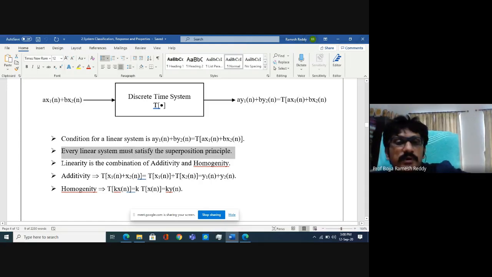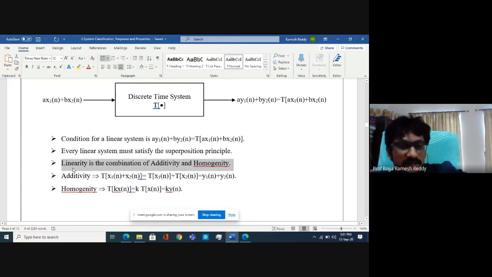Next, another important point is that linearity is the combination of additivity and homogeneity. These are the two properties. Additivity is one property, homogeneity is another property. The combination of these two is called the linear property. It means the linear property is exactly equal to the additive property plus the homogeneity property.